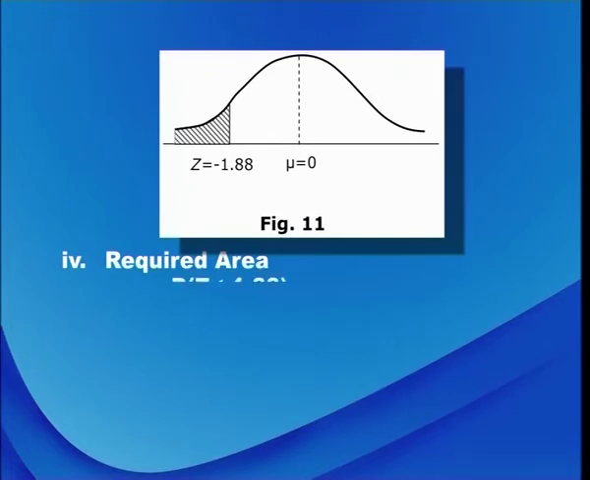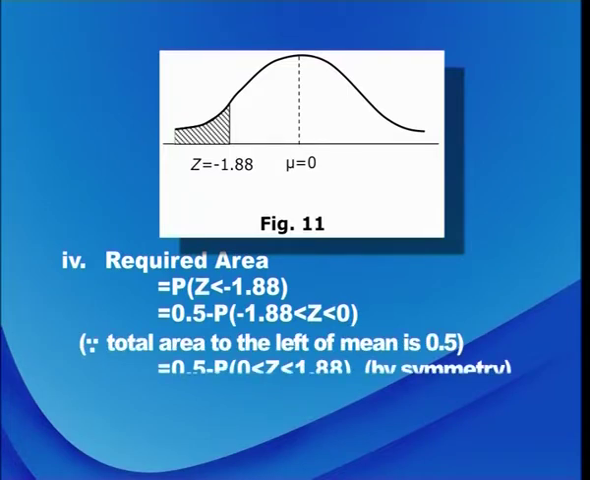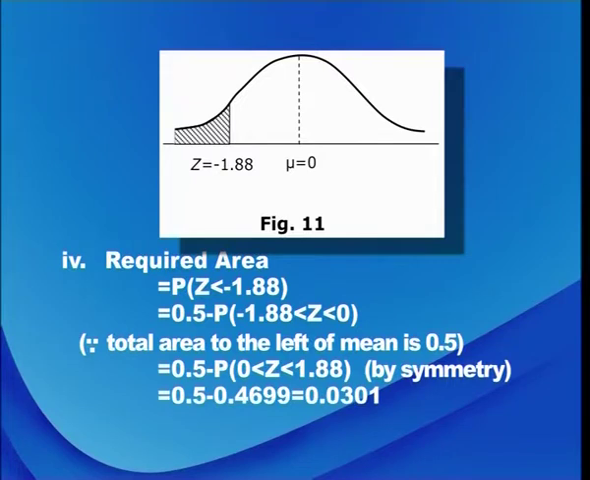Fourth, the required area will be the probability of Z less than minus 1.88, which is equal to 0.5 minus the probability of minus 1.88 less than Z less than 0, since the total area to the left of the mean is 0.5. Again, this is equal to 0.5 minus the probability of 0 less than Z less than 1.88 by symmetry. So 0.5 minus 0.4699 is equal to 0.0301.